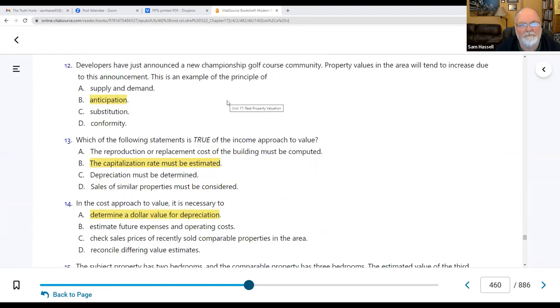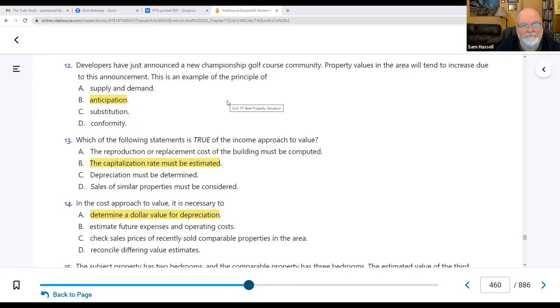Number 12. Developers have just announced a new championship golf course community. Property values in the area will tend to increase due to this announcement. This is an example of the principle of anticipation, right? We used that example last week when we talked about Fayetteville, when they announced that they were going to put the Amazon out there. Property values went up even before they put a stick in the ground, right? Because of this principle of anticipation.